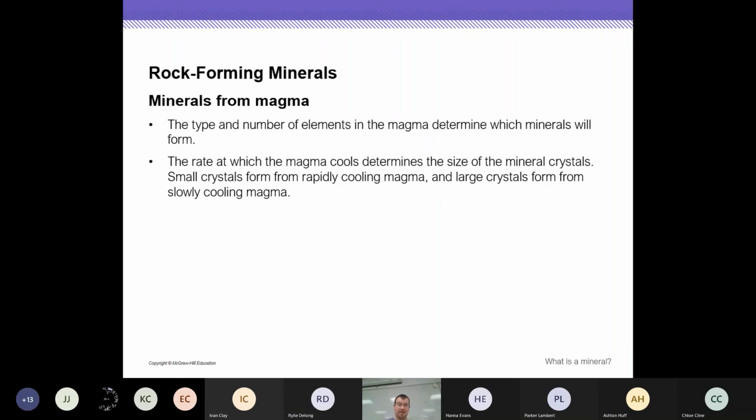Whatever's in that magma, when it cools and crystallizes, is what's going to determine what mineral you get out of it. And the rate at which the magma cools will determine the size of the mineral crystals. Small crystals form from rapidly cooling magma, and large crystals will form from slowly cooling magma.